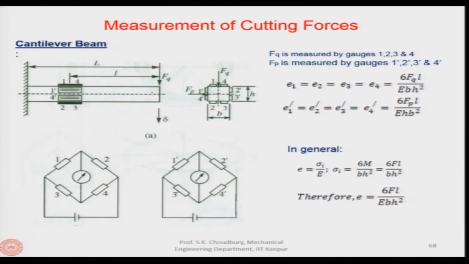Okay, let us take an example. Suppose this is the cantilever beam, and in this cantilever beam there are two forces acting. One is Fq, which is the thrust force, and one is Fp, which is perpendicular to that. So, there are two forces perpendicular to each other, Fq and Fp, and if you see in this section, you can see the moment of the point of action of the Fq and the Fp. Now, here we have the strain gauges.